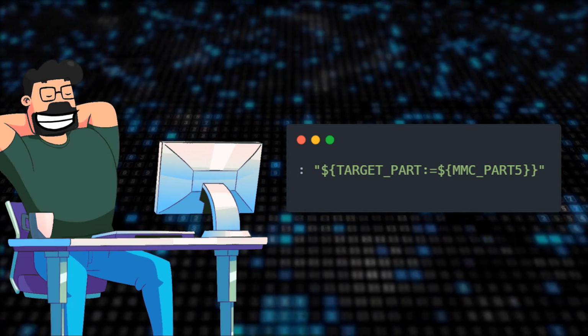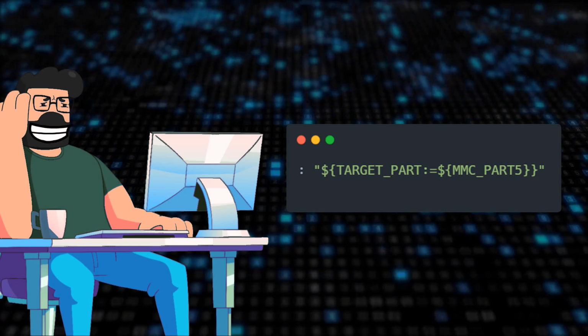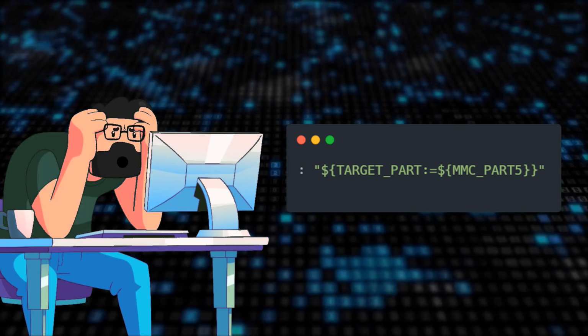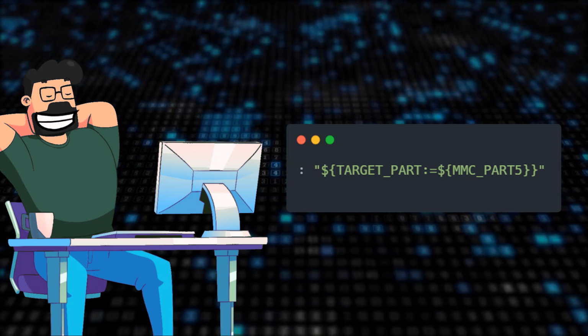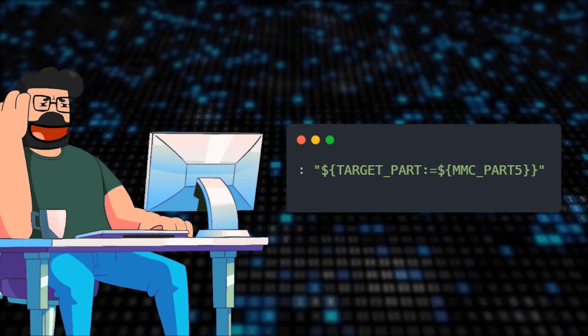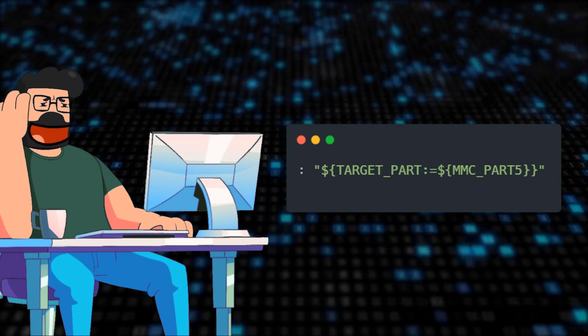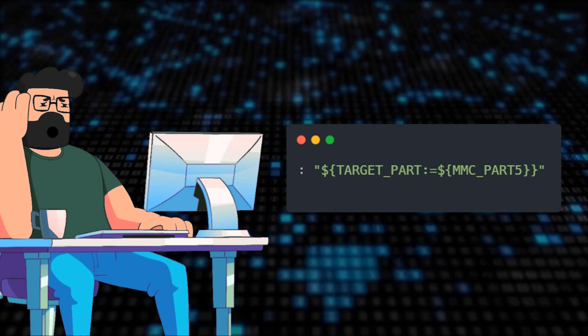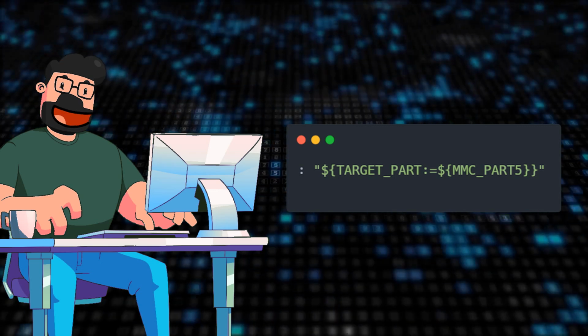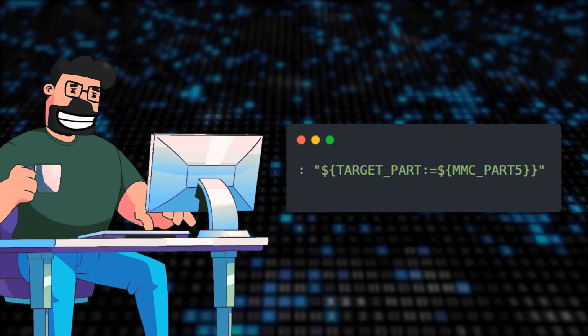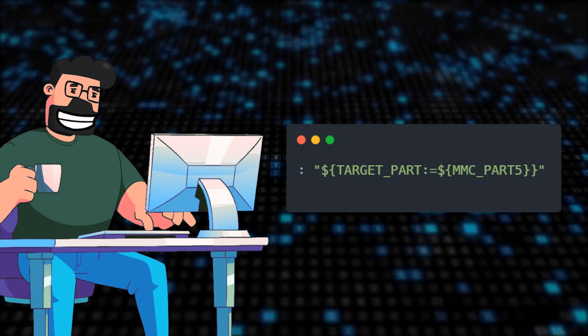"$target_part=$mmc_part5". By honing in on this particular alteration, we refine our understanding of how the Sed command operates and how it interacts with the string elements to produce the intended result. Each part of the code contributes to the final output, emphasizing the intricacies involved in string manipulation.